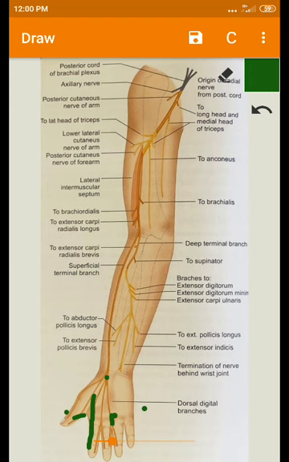So as a whole, it is giving a nerve supply of the lateral 3.5 fingers except terminal phalanges. The terminal phalanges are going to be supplied by the median nerve. That thing you can know. So this is about the nerve supply of the radial nerve in the entire upper limb.